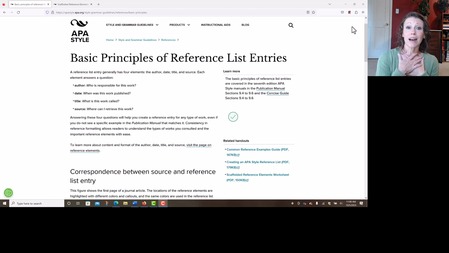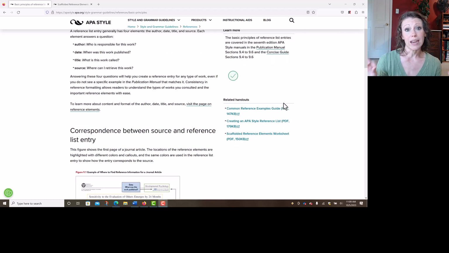So where did I, as a writer, find it, and how is my instructor or reader going to find it as well? One of the things that you can use as a resource, over here on the right-hand side of this screen, you can see these related handouts from APA. These are handouts that I give my students. The last one is the Scaffolded Reference Elements Worksheet. This is one that I highly recommend printing out and using as you are building your reference entries. So that's what we're going to look at today.